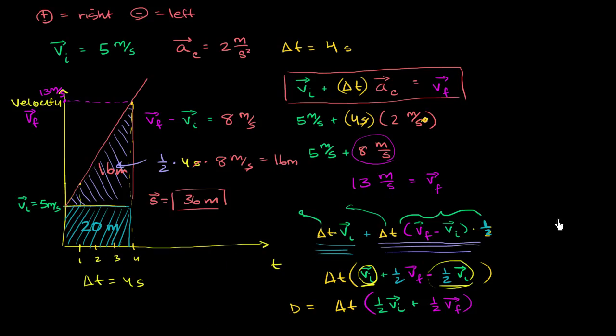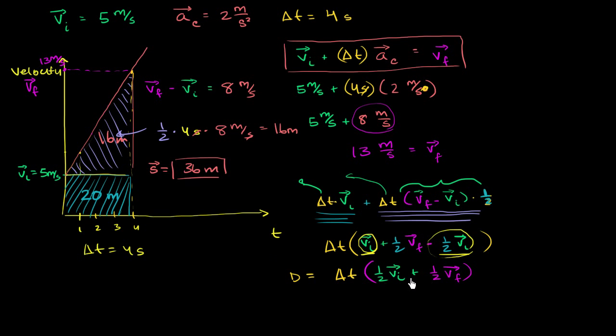Or another way to think about it, let's factor out this 1/2. You get distance is equal to change in time times, factoring out the 1/2, vi plus vf. So this is interesting. The distance we traveled is equal to the time times 1/2 of the initial velocity plus the final velocity. If you just took this quantity right over here, it's just the arithmetic mean of these two numbers. I always have trouble saying that word.